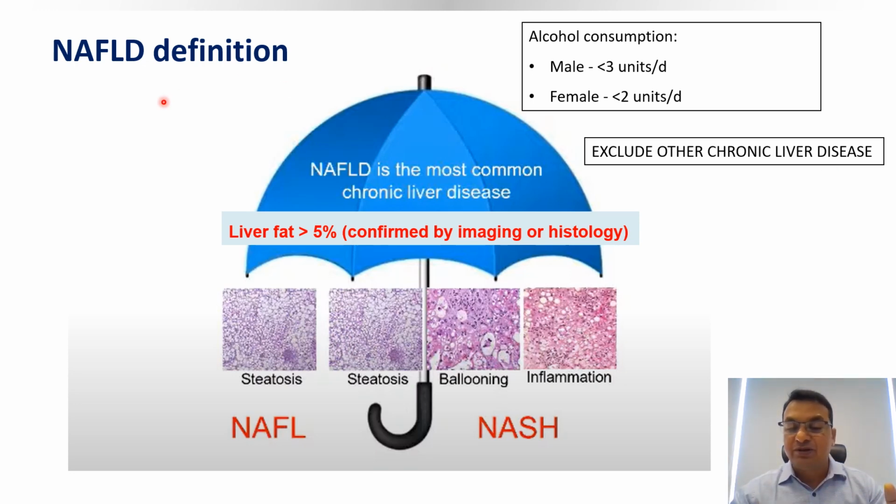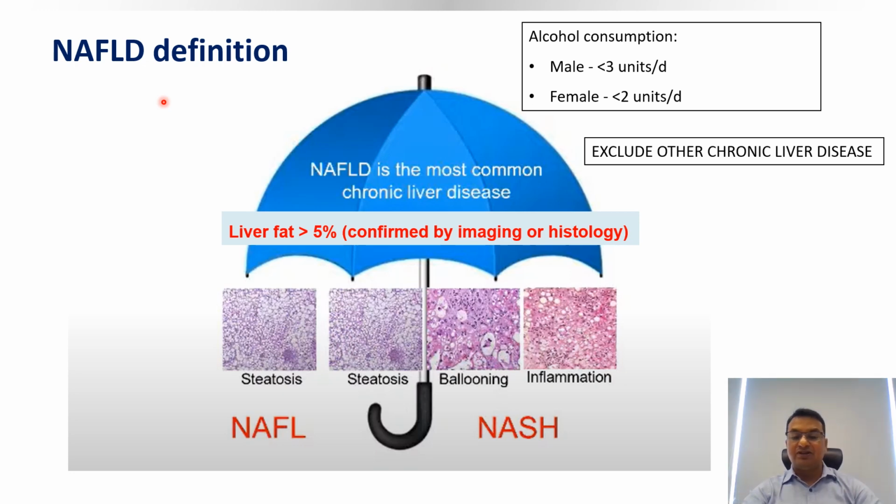So more than 5% of liver cells having excessive fat deposition, no history of excessive alcohol consumption, no history of other chronic liver disease, you term that condition as NAFLD. And NAFLD is an umbrella term, and under this umbrella term you will see a range of liver conditions.